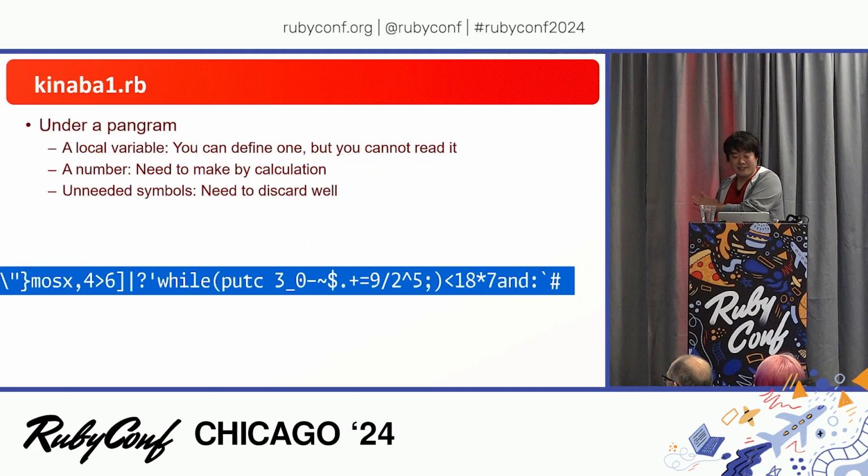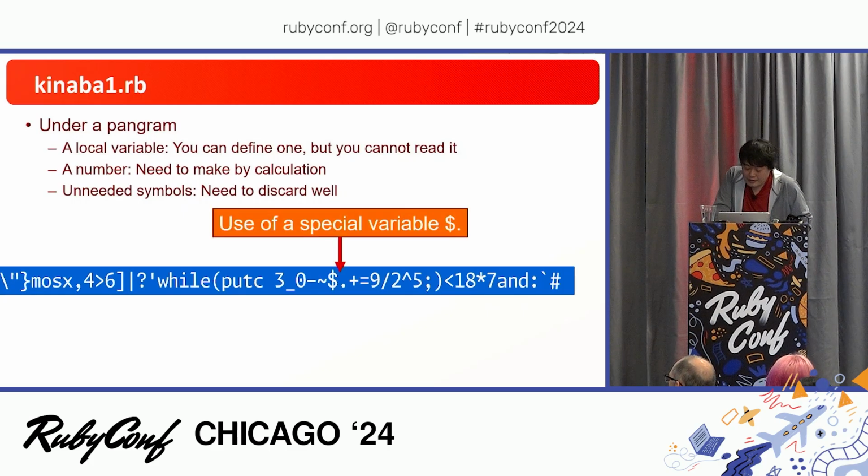This program may look simpler than the previous entries, but the restriction of using every letter only once is more interesting than you may think. For example, consider a local variable. The same variable name can only be written once. So you can define a variable, but you cannot read it. So this code solves the issue by using a special variable, dot. This special variable contains the line number of the last line read.